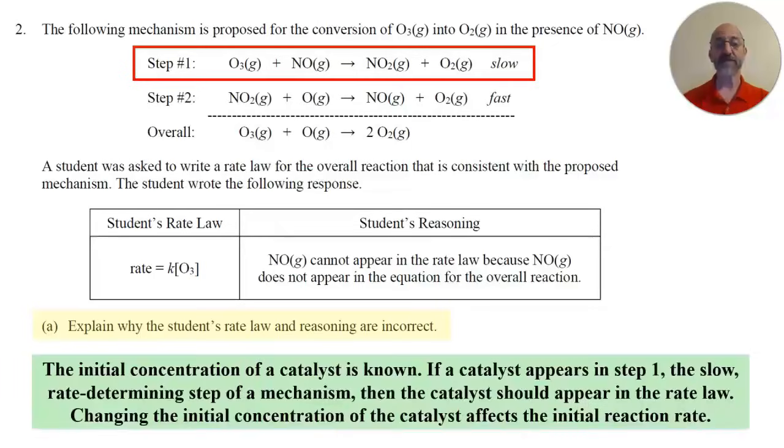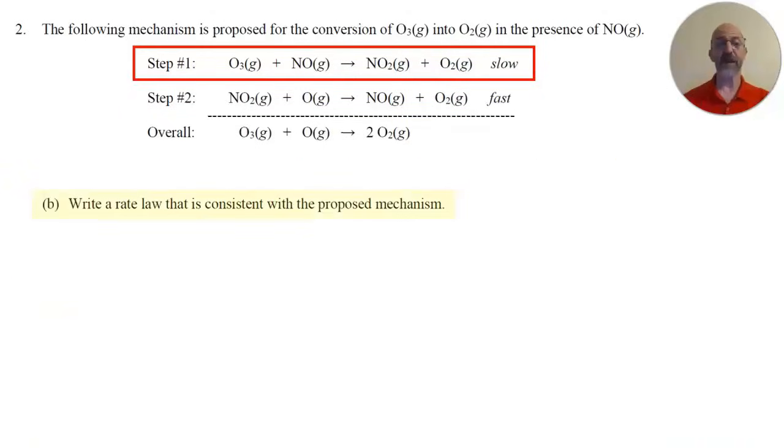So explain why the student's rate law and reasoning are incorrect. The initial concentration of a catalyst is known, and if a catalyst appears in step 1, and that is the slow rate-determining step of a mechanism, then the catalyst should appear in the rate law. Changing the initial concentration of the catalyst affects the initial reaction rate, so it definitely should appear in the rate law. So now let's take a look at the next part of question 2, which is write the rate law that is consistent with the proposed mechanism.